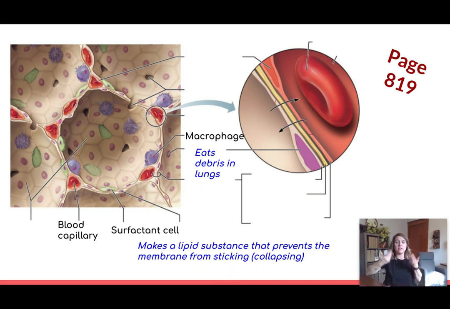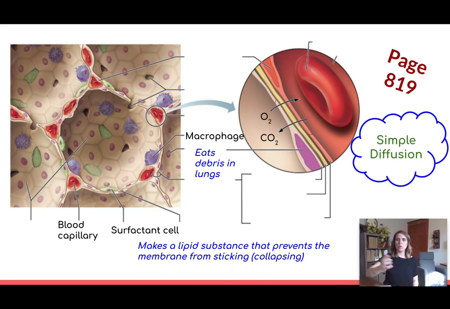If it's too big for the cilia to sweep out and for you to cough out, these little macrophages are going to eat any debris that ends up in your lungs. They are super important for keeping the sacs clean and clear, because all we want in there is air so that we can transport our gases.